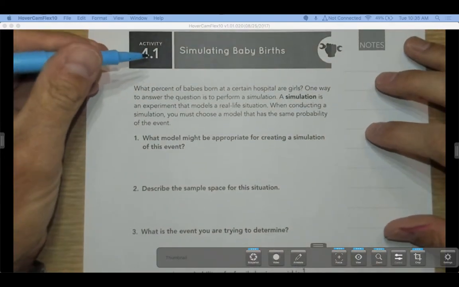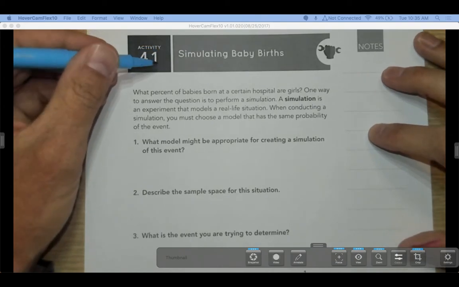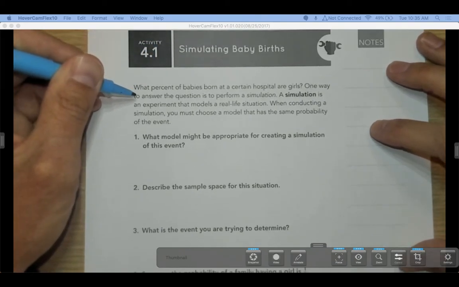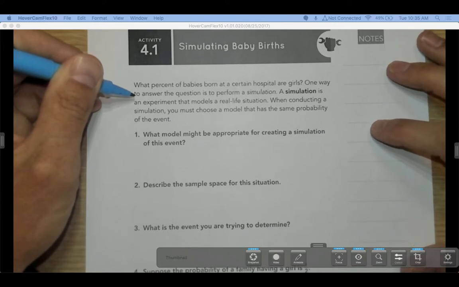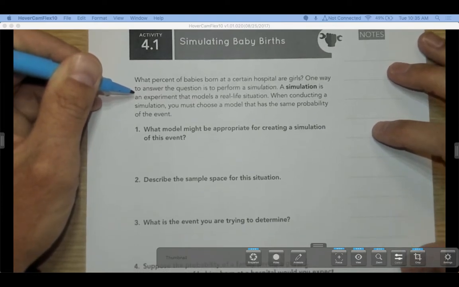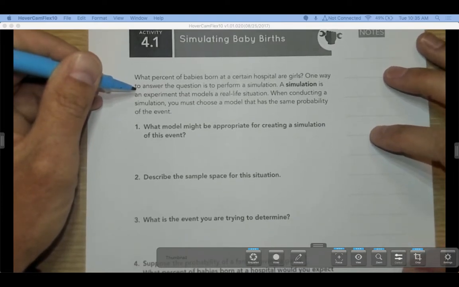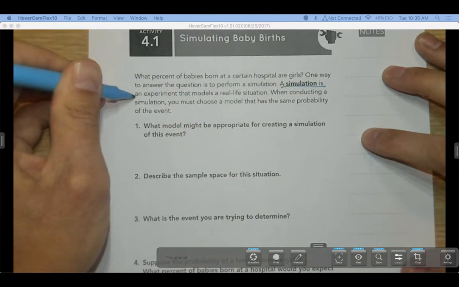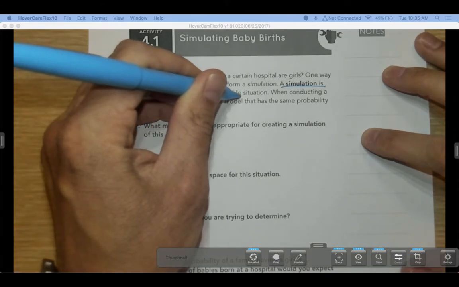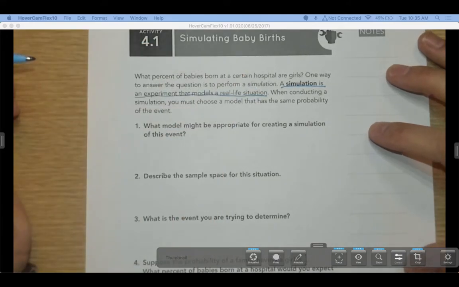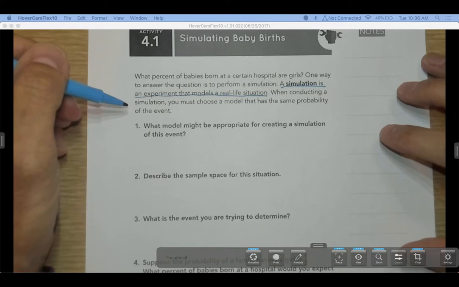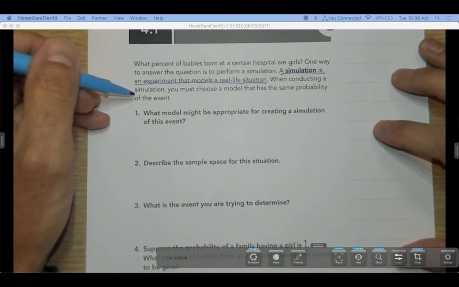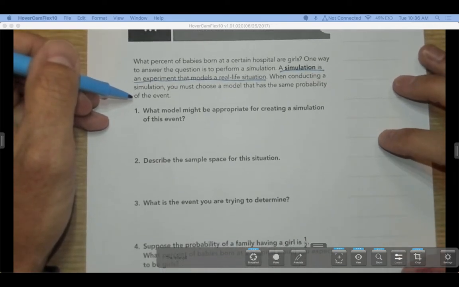All right, activity 4.1, simulating baby births. What percent of babies born at a certain hospital are girls? One way to answer the question is to perform a simulation. A simulation is an experiment that models a real-life situation. When conducting a simulation, you must choose a model that has the same probability of the event.